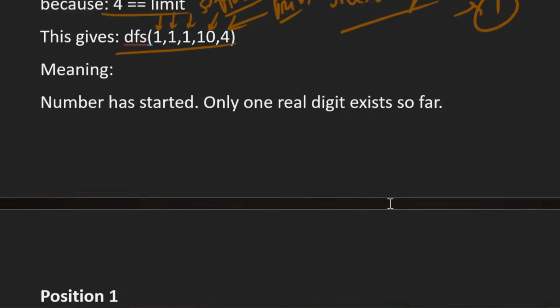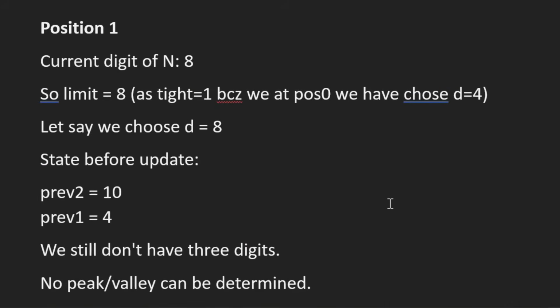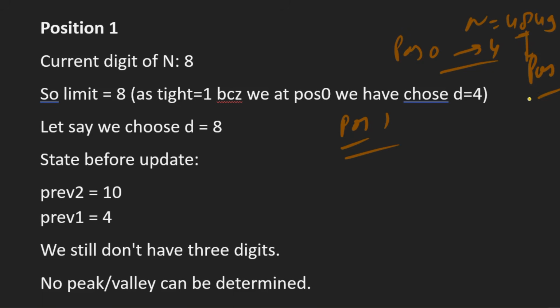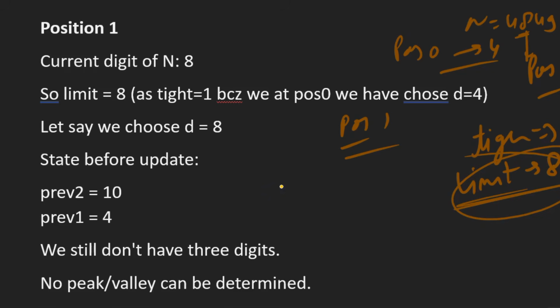Now at position 1, what is our number? Our number is 4849, and for position 0, we have chosen 4. Now we have to choose for position 1, right? So the current digit of n is 8. At position 1 the current digit is 8, so tight is equal to 1. That means limit is equal to the current digit, limit is equal to 8. Now suppose again we choose the same digit as the limit, right? Again suppose we choose d equal to 8.